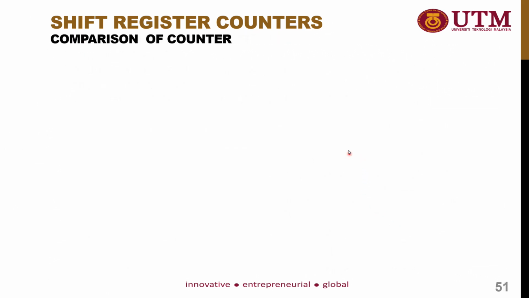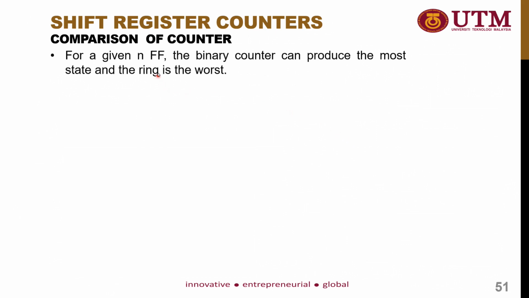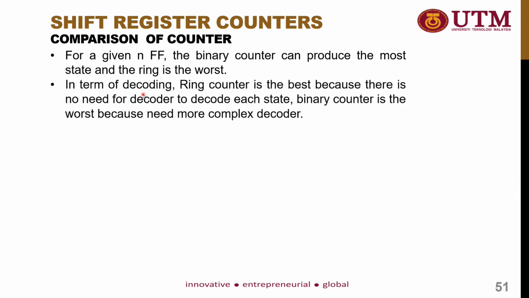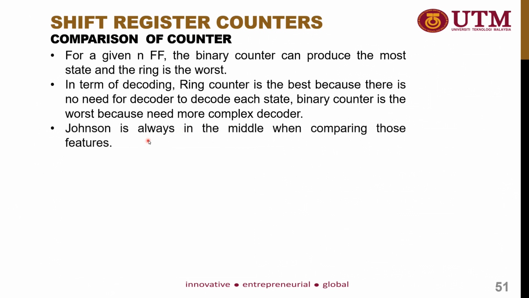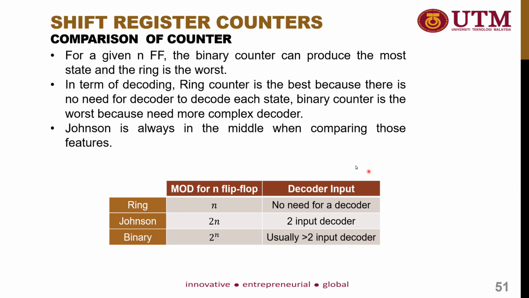So next is the comparison of counters. For a given n flip-flops, the binary counter can produce the most states and the ring is the worst. In terms of decoding, the ring counter is the best because there is no need for a decoder to decode each state. Binary counter is the worst because it needs a more complex decoder. And Johnson is always in the middle when comparing those features. So this is a table of comparison between each counter type. The first one is the ring.